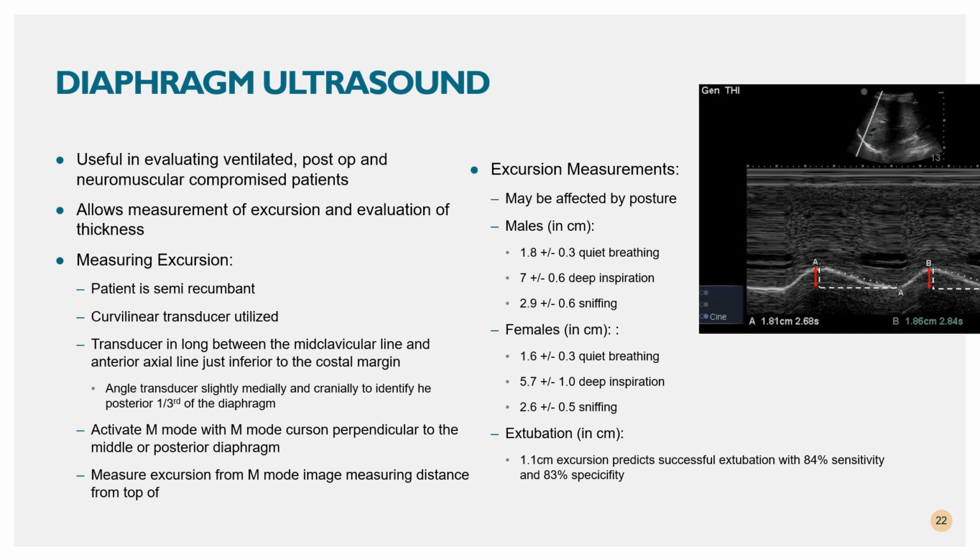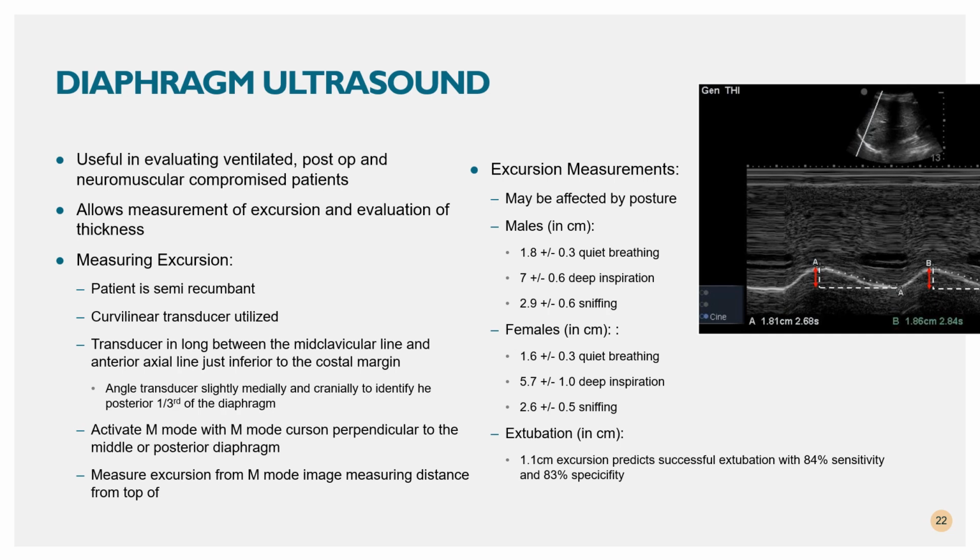And we utilize a curvilinear transducer because we need that lower frequency to optimize the depth of where we're seeing that diaphragm. In this case, you're going to place the transducer in long between the midclavicular line and the anterior axillary line, just inferior to the costal margin. So find the middle of your clavicle, draw an imaginary line down the abdomen from that, and then find your anterior axillary line, and you're going to go halfway between those two.